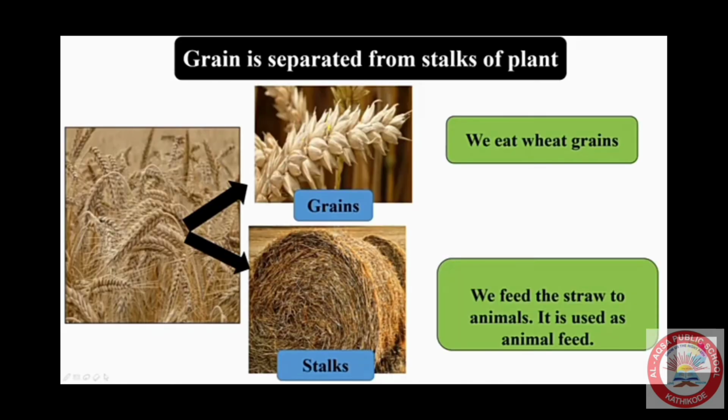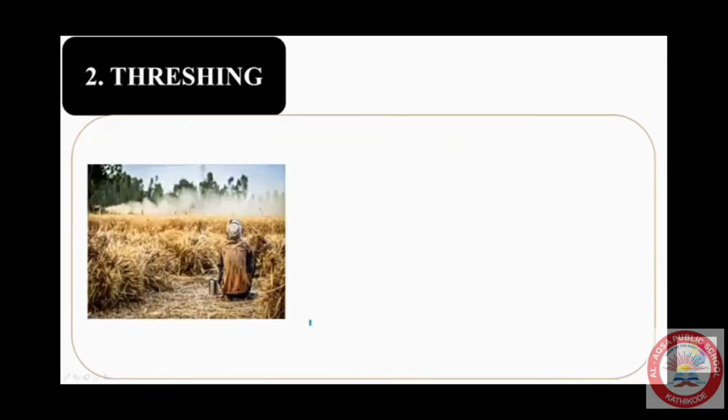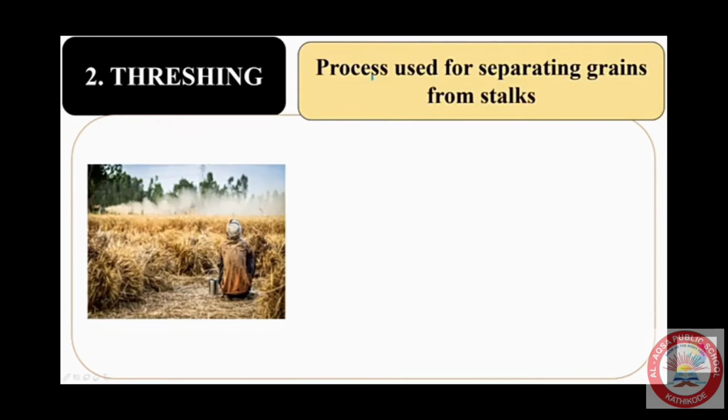The next method we have already discussed: separation of grains from stalks. We will get two components. One is grain that we can eat, and another one is stalk that we can use as animal feed. How can we separate these grains from stalks? You might have seen bundles of wheat or paddy stalks lying in fields after harvesting the crop. Actually, stalks are dried in the sun before the grain is separated from them.